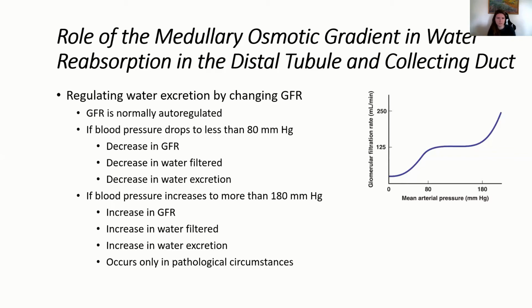So you're conserving water if you have low blood pressure, just because you're not filtering that much water through the nephrons. And the reverse, with high blood pressure, you're excreting a lot of water. So you're getting dehydrated just because of that really high filtration rate.